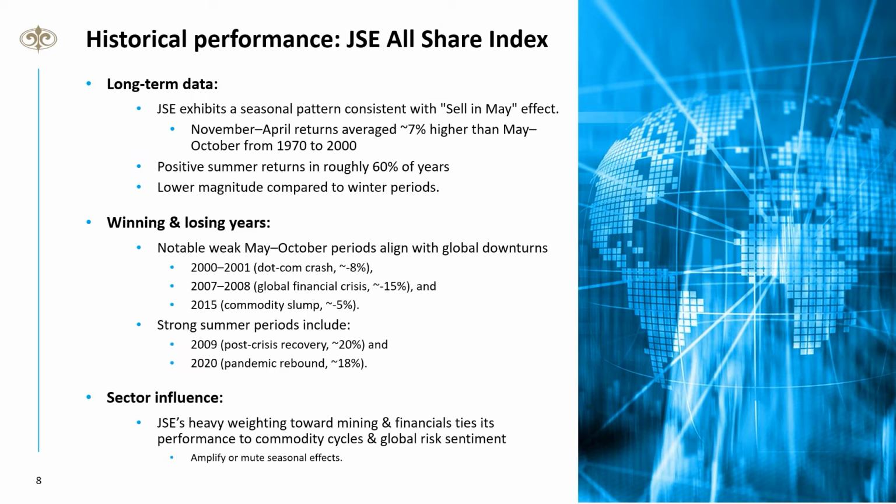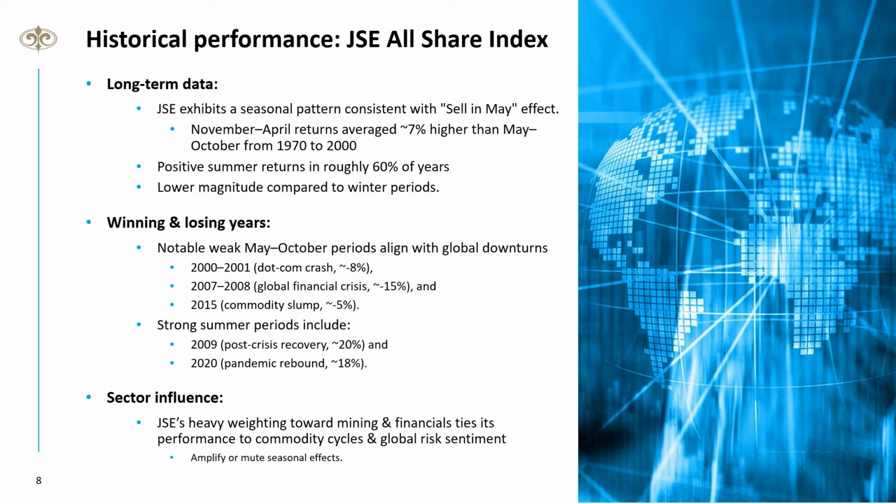That was the dot-com. We recovered from that. The global financial crisis back in 2008, 15%, recovered from that. And then obviously we had the 2015 commodity slump, which is about 5%. And our strong summer periods, 2009, that's post the global financial crisis, the market rallied more than 20%. And then more recently, the COVID pandemic, we rallied 18%. Okay. So yeah, there are also things, and our markets are heavily influenced by mining and financials, and obviously that has ties to the commodity cycles and global risk.